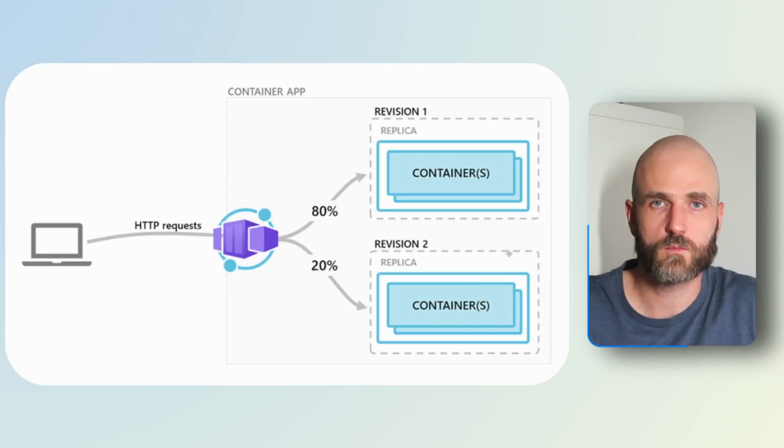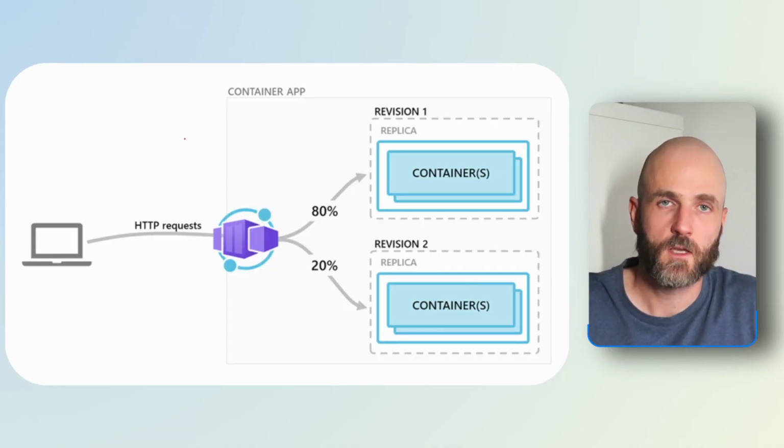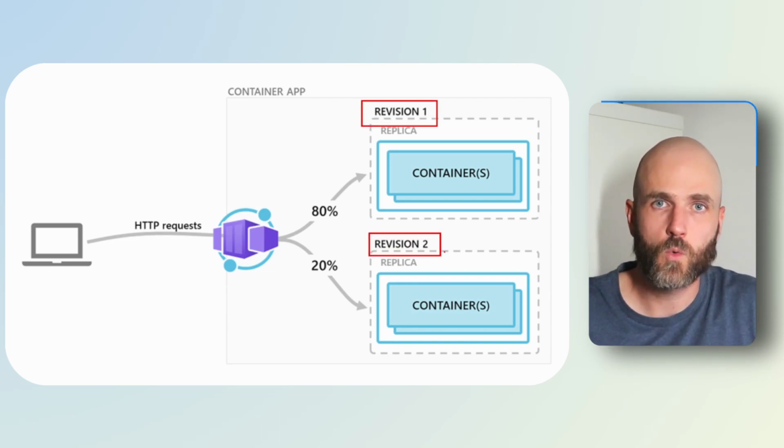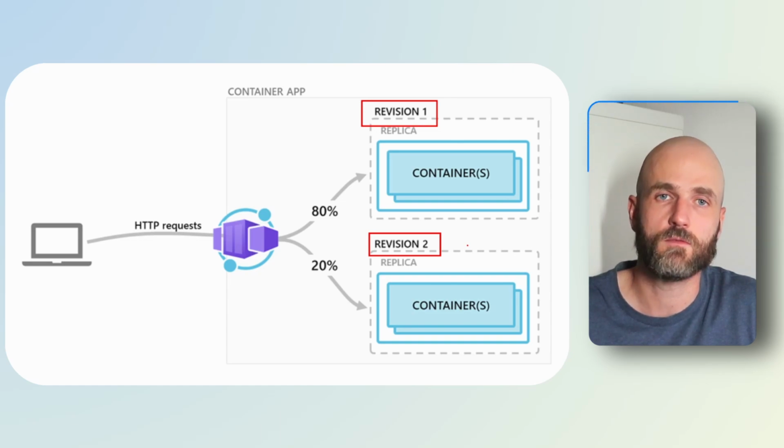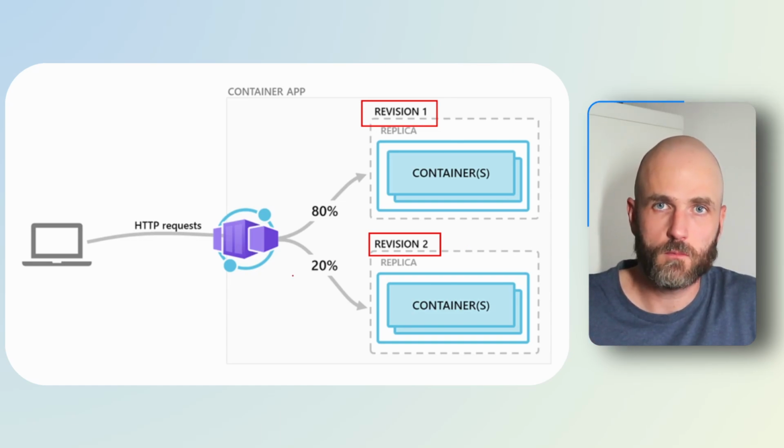Now, let's talk about revisions, one of the most powerful features in ACA. Managing changes in cloud-native applications can be tricky. You need a way to track updates, ensure uptime, and roll back smoothly when needed. With revisions, it's possible because they are a snapshot of your container app at a specific point in time. They are also immutable because once created, a revision never changes.